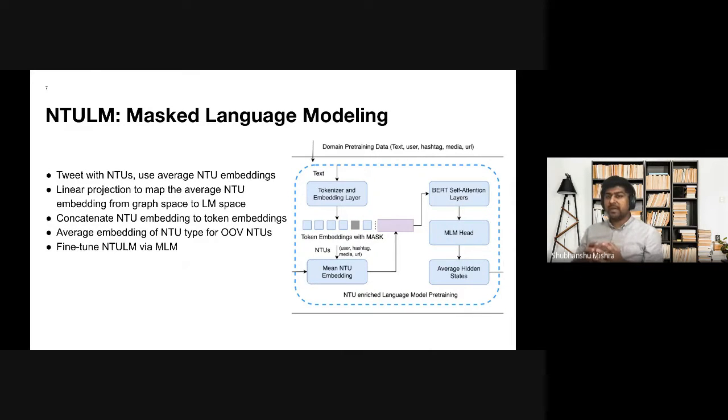Next, we train NTULM using average NTU embeddings in a tweet. We ensure that NTU embeddings are in the same space as the token embeddings using a projection layer. For out-of-vocabulary NTUs or tweets with no NTUs, we use the overall average NTU embedding as the input. Finally, NTULM is fine-tuned via the MLM objective on tokens, similar to BERT.